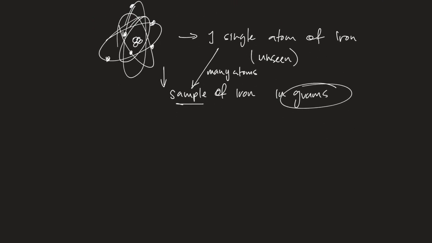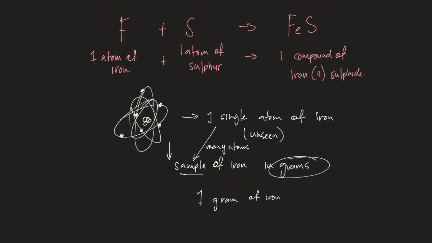If I have 1 gram of iron, I need to know how many atoms are in that 1 gram of iron. If I had 1 gram of sulfur, how many atoms of sulfur do I have? So in this reaction, I know I need iron and sulfur to make iron sulfide. But what I don't know is how much.